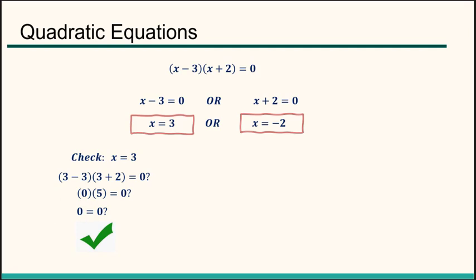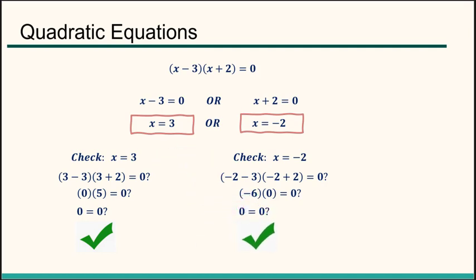Let's try x equals negative 2. Plug in a negative 2. I would get (-2 - 3)(-2 + 2). Is that 0? Is negative 5 times 0 equal to 0? Yeah, it is. That means x equals negative 2 is an answer.